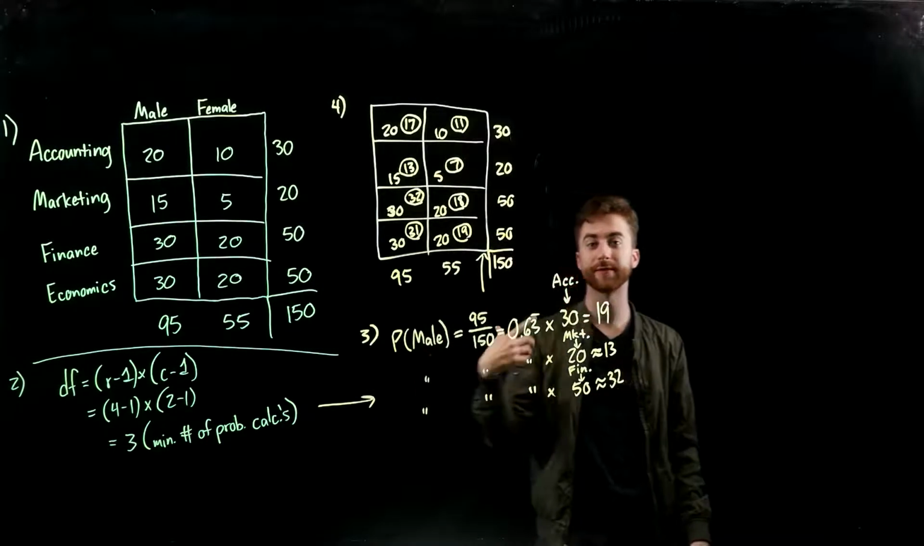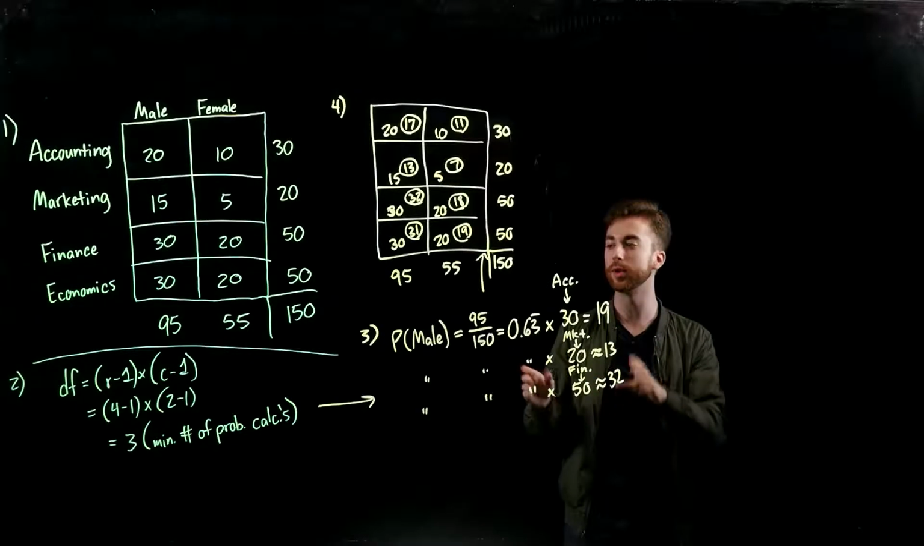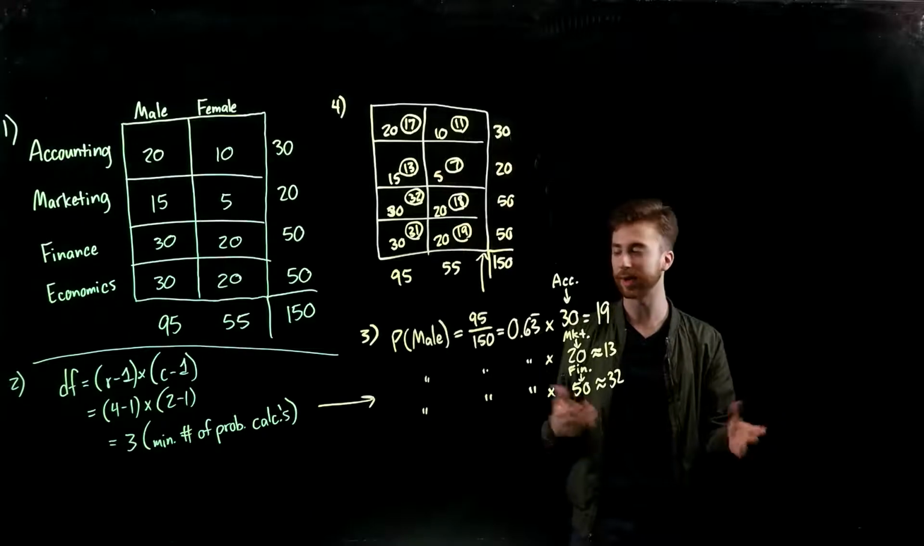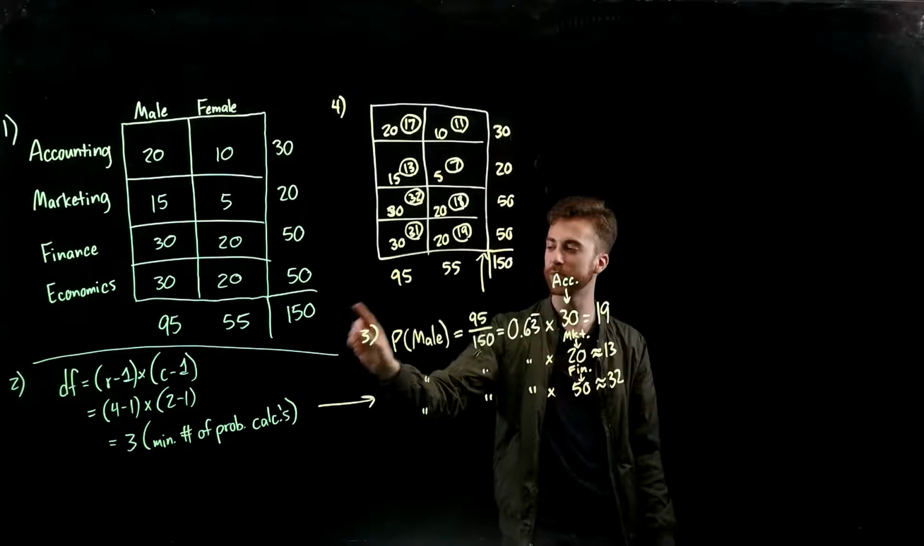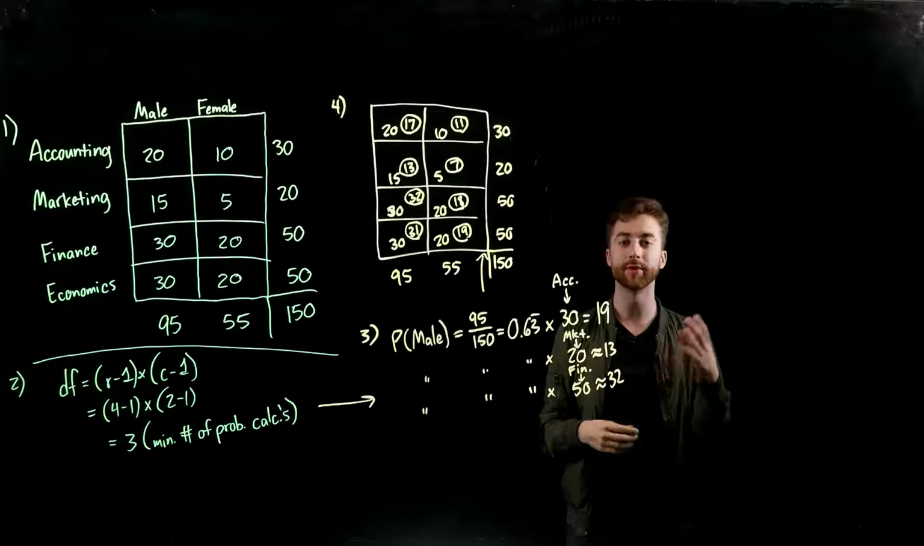So the second step was to find your degrees of freedom, so you know the minimum number of probability calculations you have to do, so you can simply plug in the rest of the expected frequencies. So that's simply R minus 1 times C minus 1, where R is the number of rows in the table, and C is the number of columns in the table.